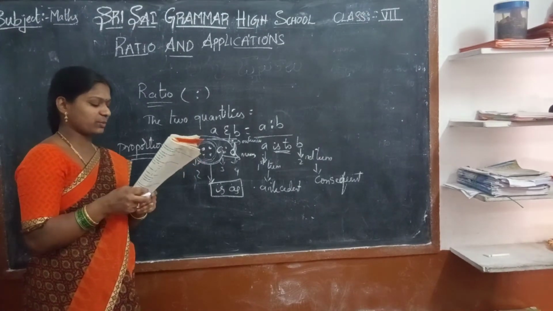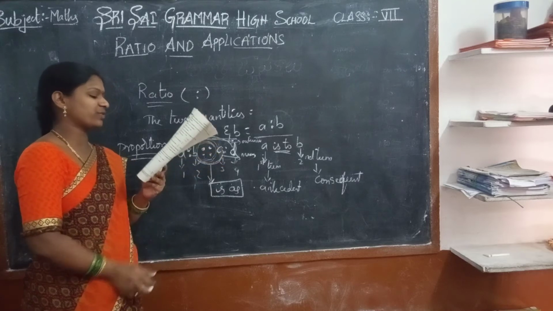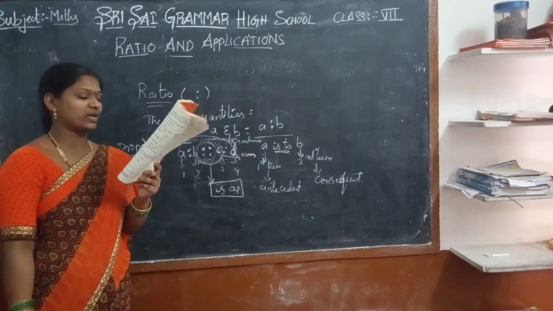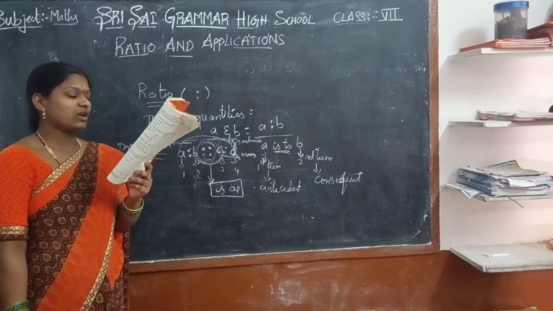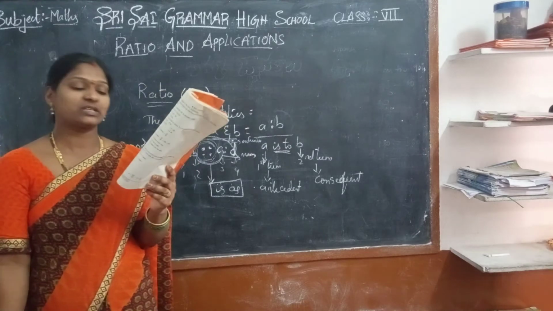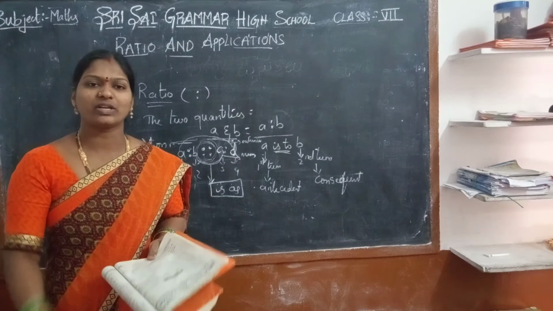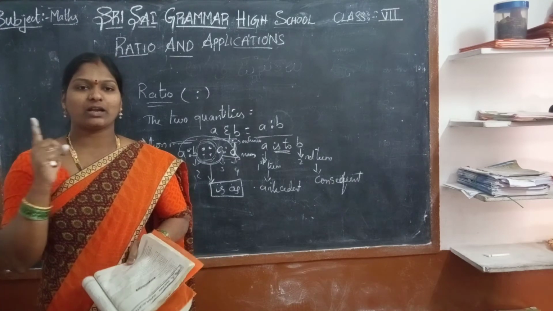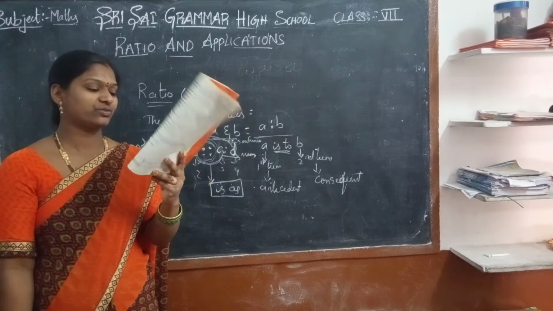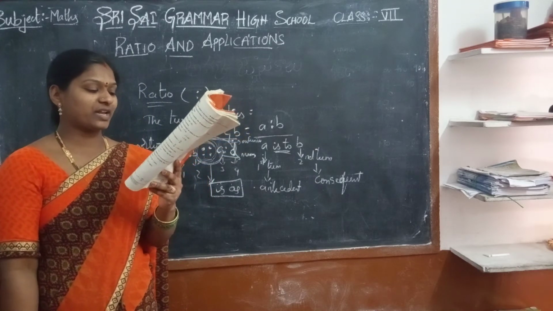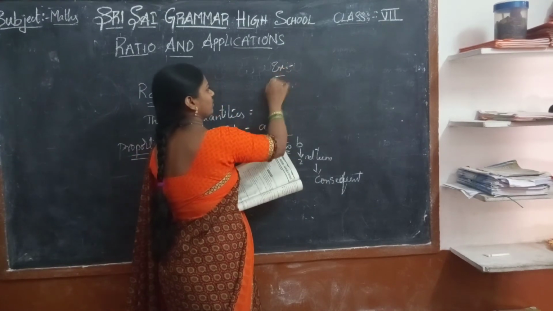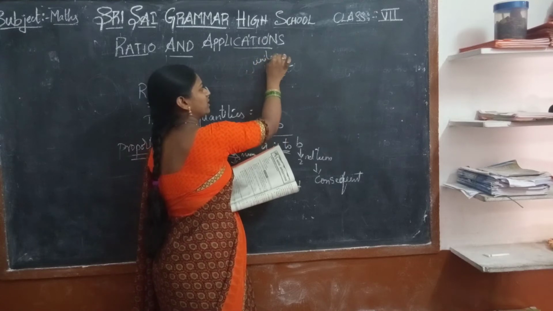Okay, unitary method. The method in which we first find the value of one unit and then the value of the required number of units is known as the unitary method. See, what does the unitary method mean? We first find the value of one unit, that is unit 1. That is called the unitary method. How are we going to apply it? For example, you see here. Example for the unitary method.